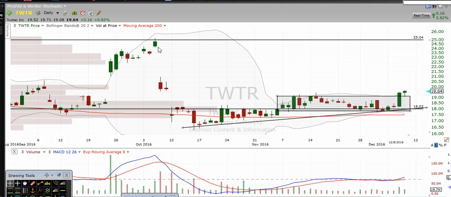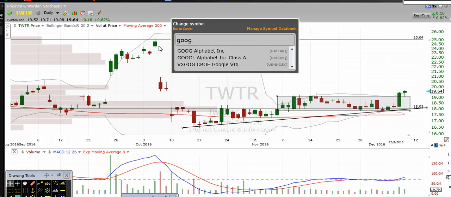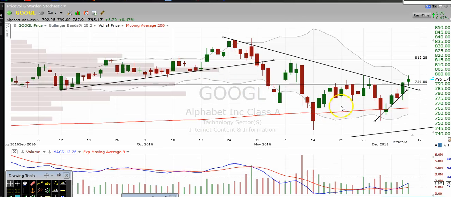The next one we're going to take a look at is Google. And Google, you can see here we broke over this resistance level right here 2 days in a row. We closed over it yesterday and again today. More than likely, Google is going to be headed higher.